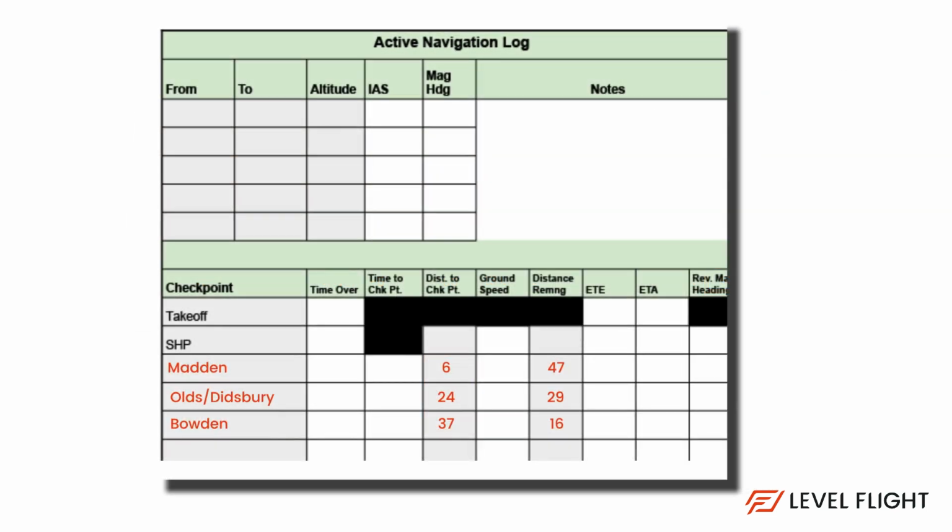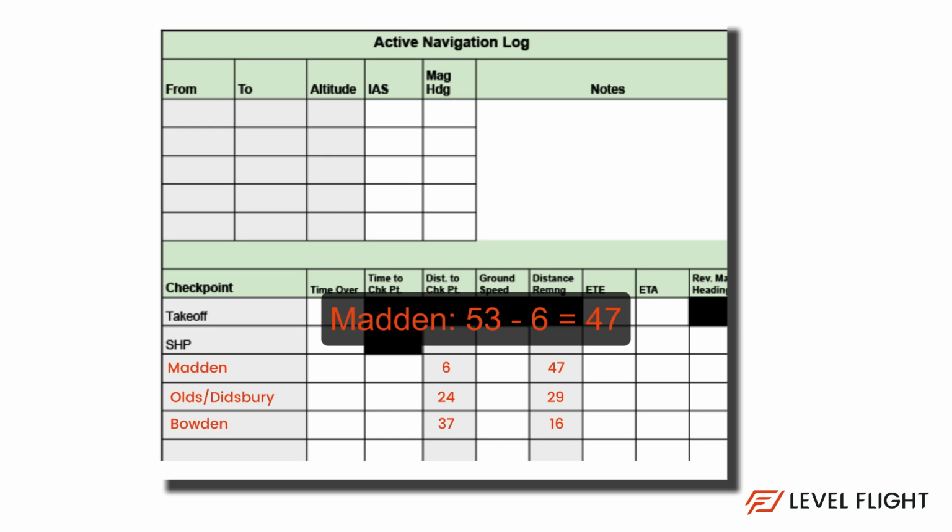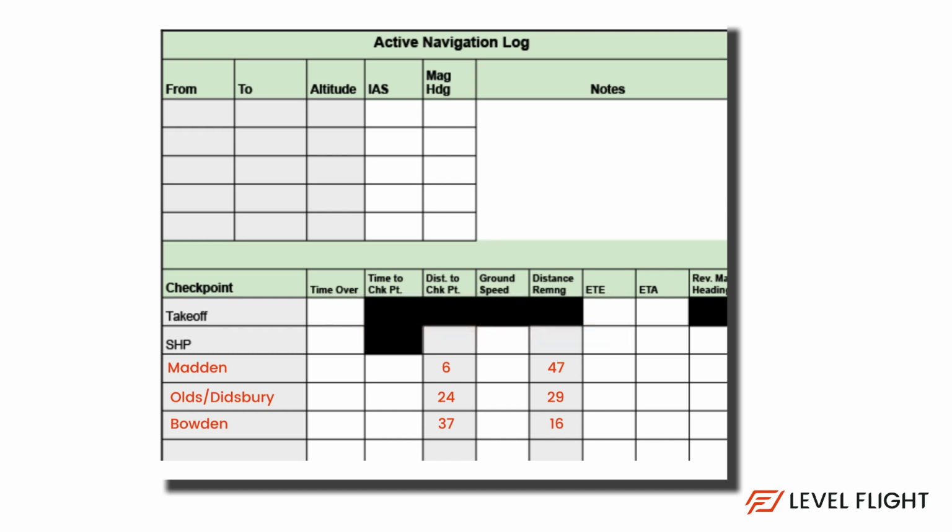For Madden, 53 minus 6 equals 47. For Olds Didsbury, we find 29. And for Bowden, we find 16. You can record these numbers into your navlog.